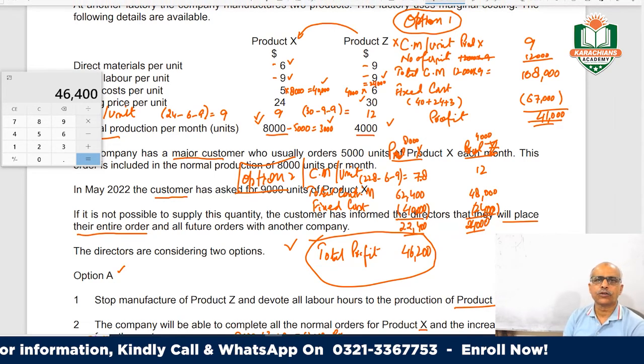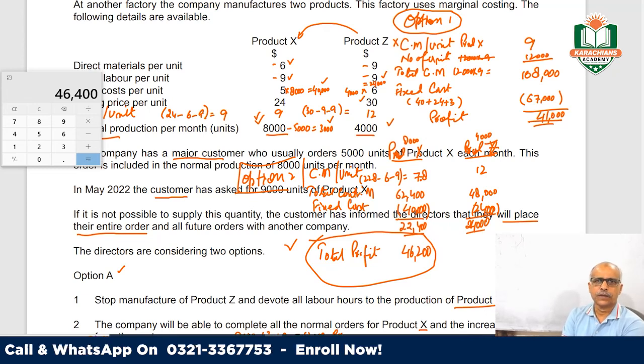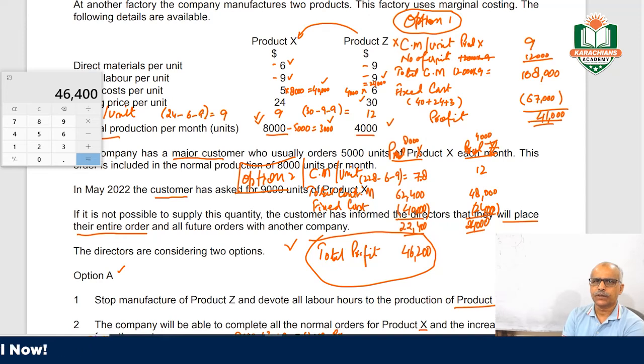So with this question, our whole complete paper of May-June attempt 2022 is finished now.